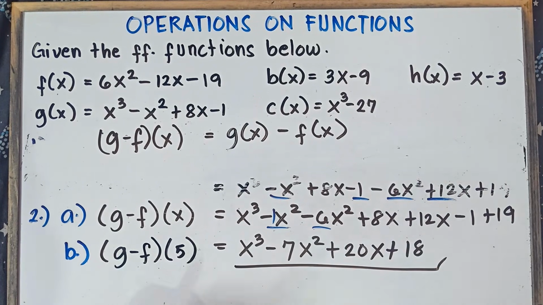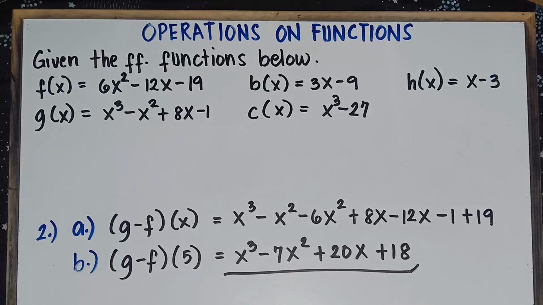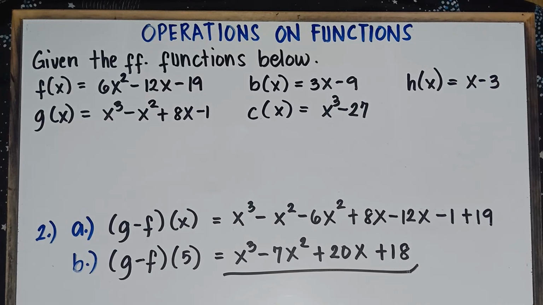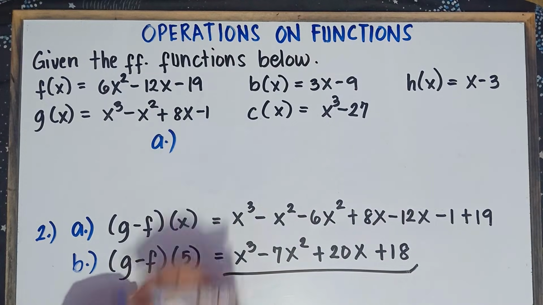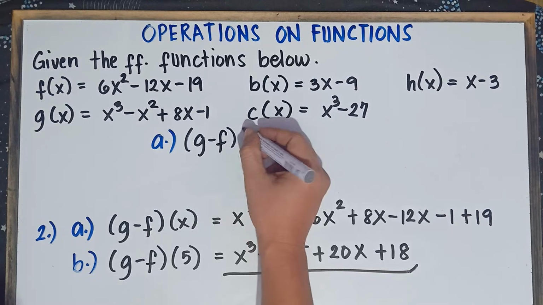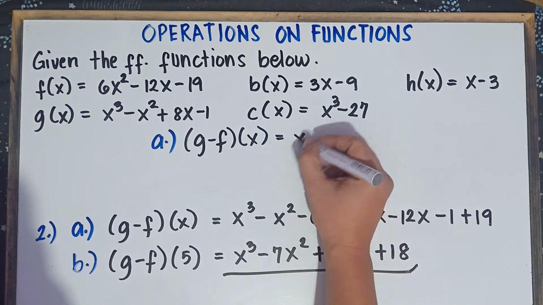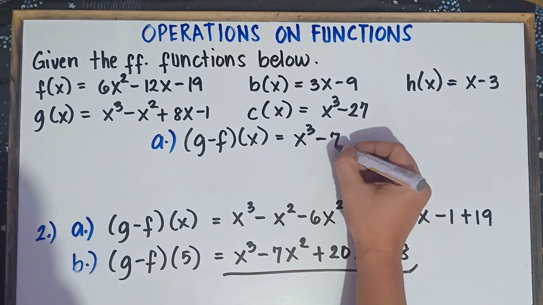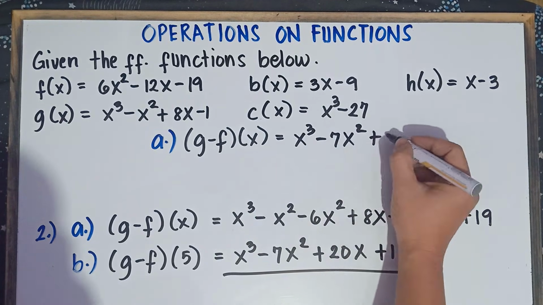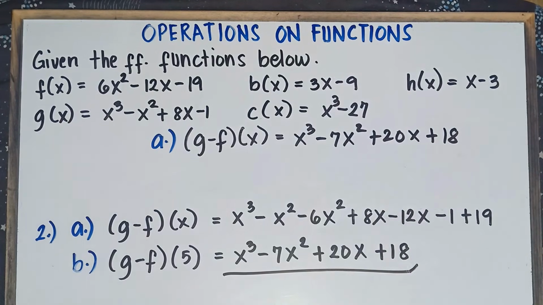Once again, class, you pause the video. I hope you're not confused, class, with regards to our solution. So our answer for letter A, g minus f of x, would be equal to x cubed minus 7x squared plus 20x plus 18.